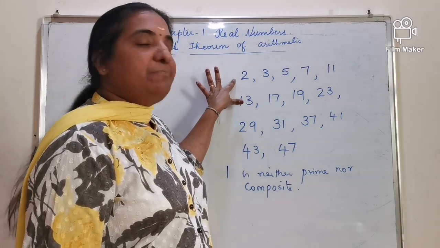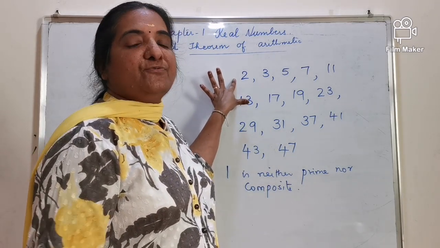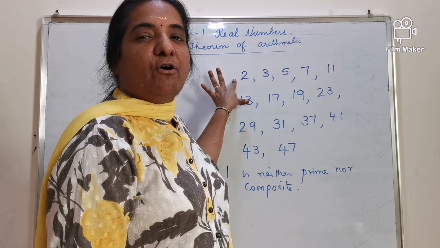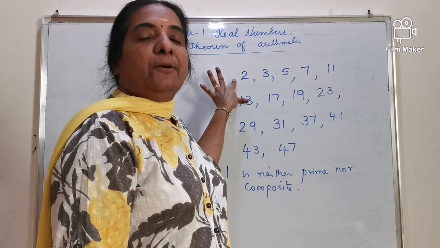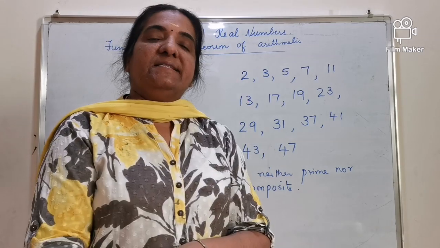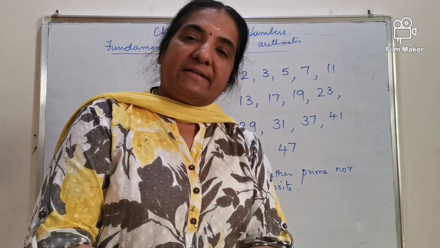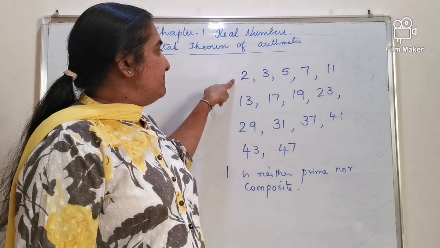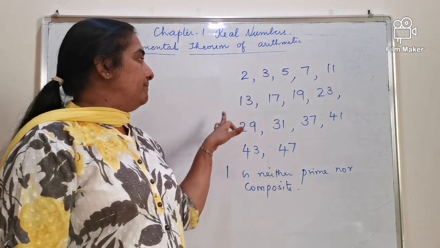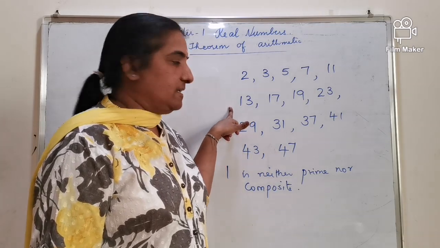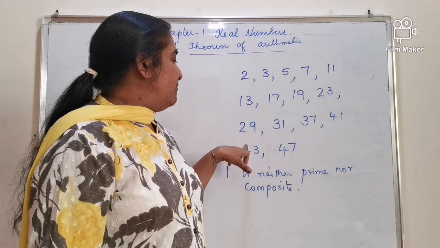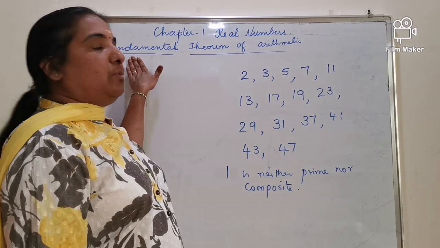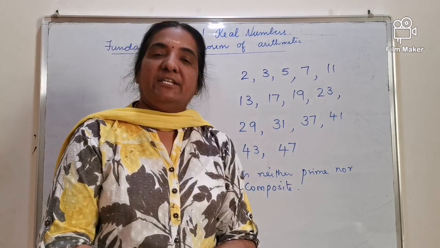These are the prime numbers below 50, which will be useful to you in the further exercises, as we do not have a specific method of checking whether a number is prime or not. The only concept is that prime numbers have factors as 1 and itself. So, the prime numbers below 50: 2, 3, 5, 7, 11, 13, 17, 19, 23, 29, 31, 37, 41, 43 and 47.